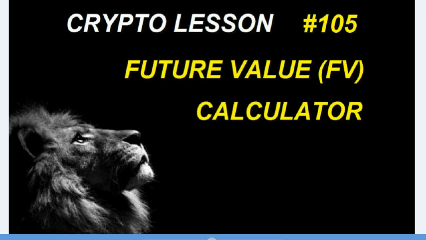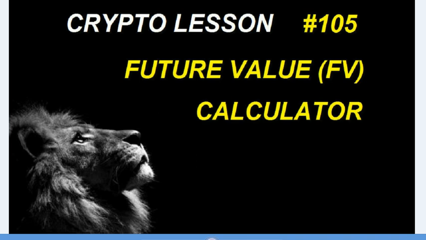This is crypto lesson number 105. We're going to do a little bit of math today. This is going to be a future value (FV) calculator, and we're going to do it by hand using a scientific calculator. So instead of going online and plugging in a future value calculator, I'm going to show you guys how to do that by hand.